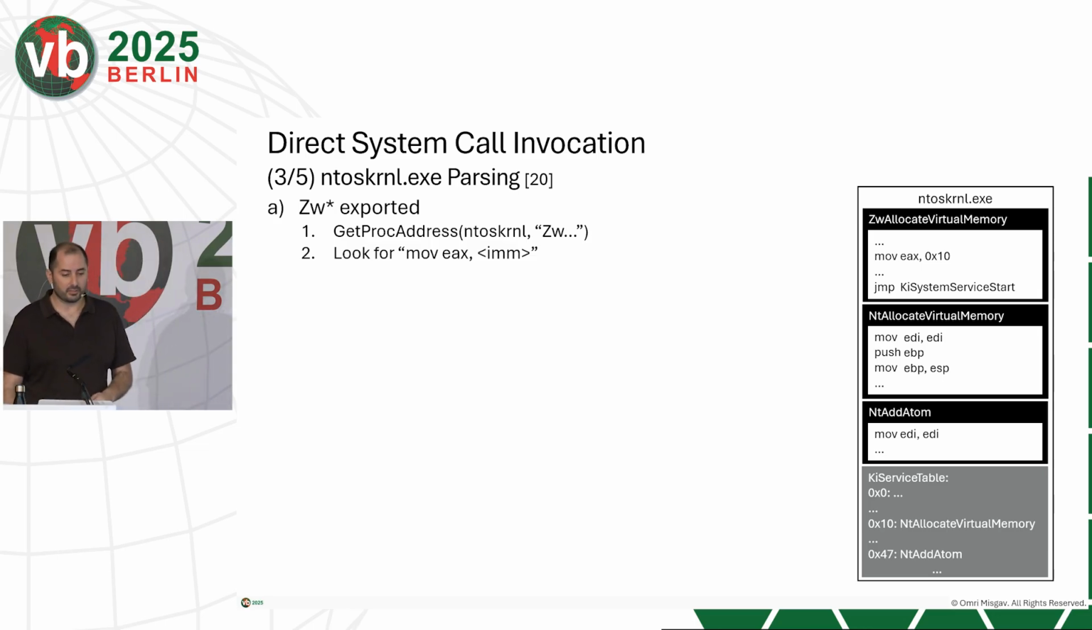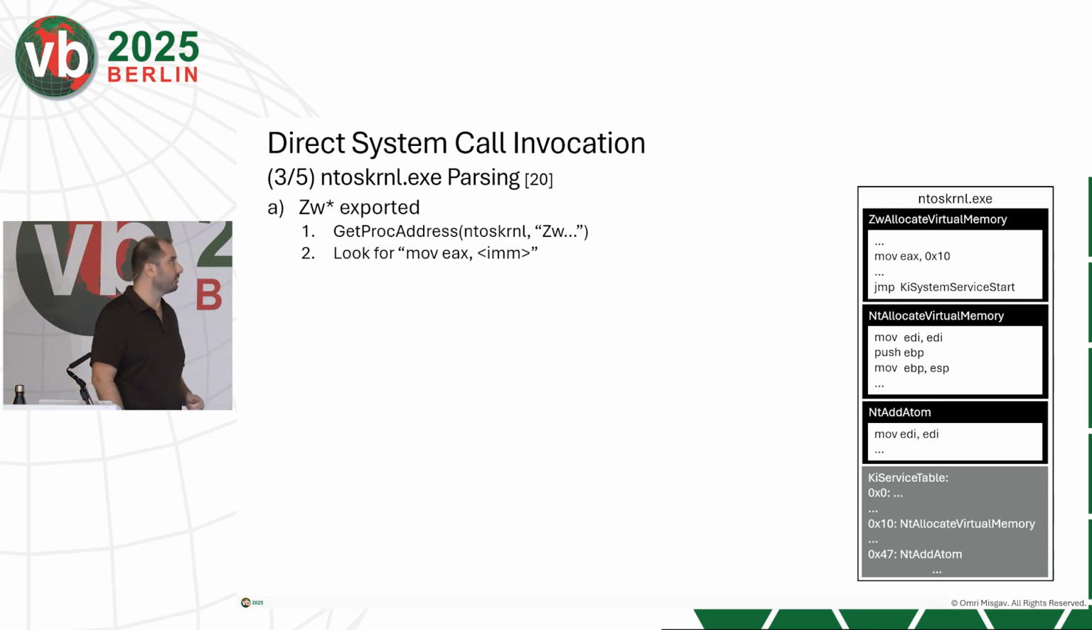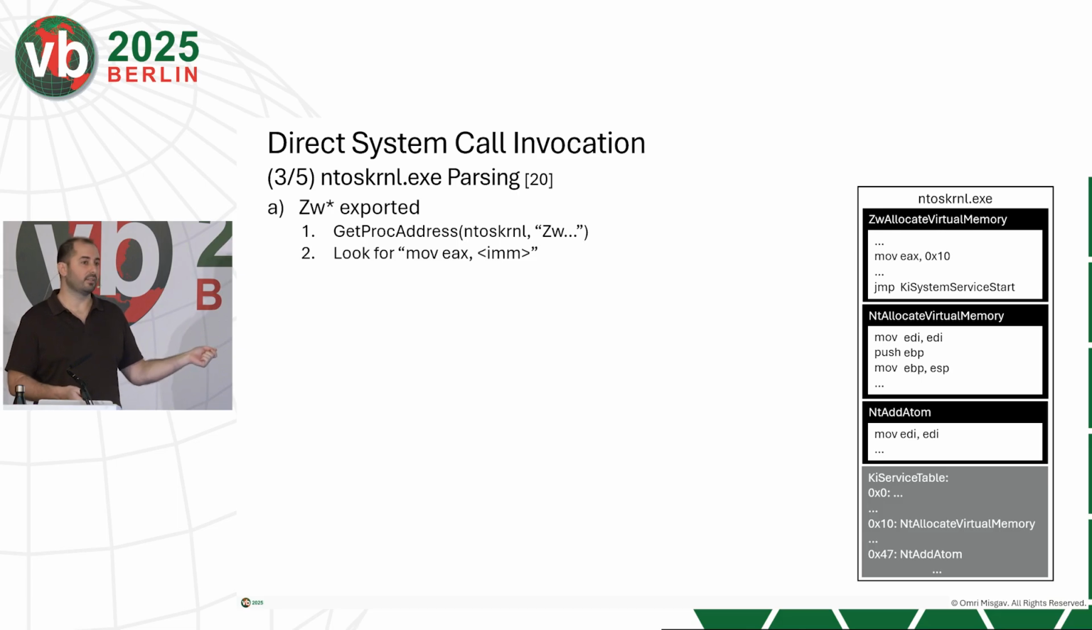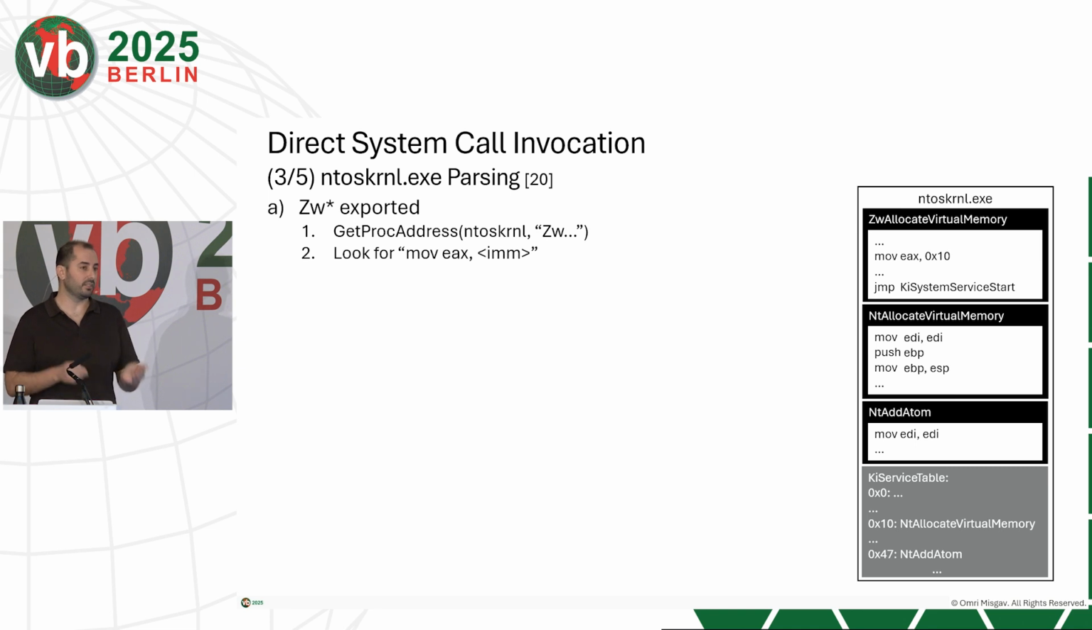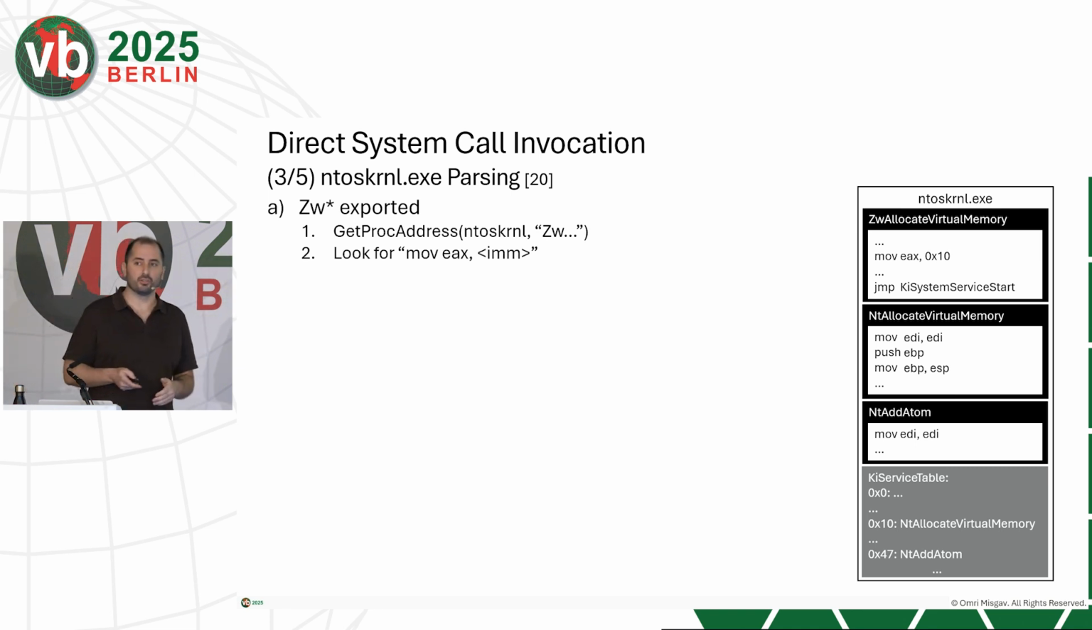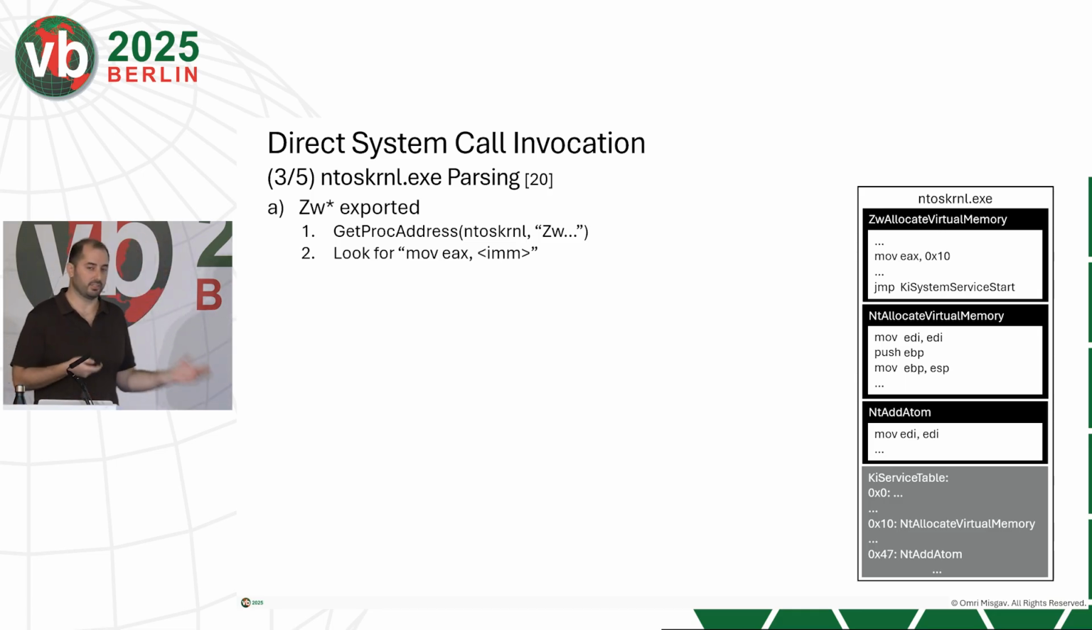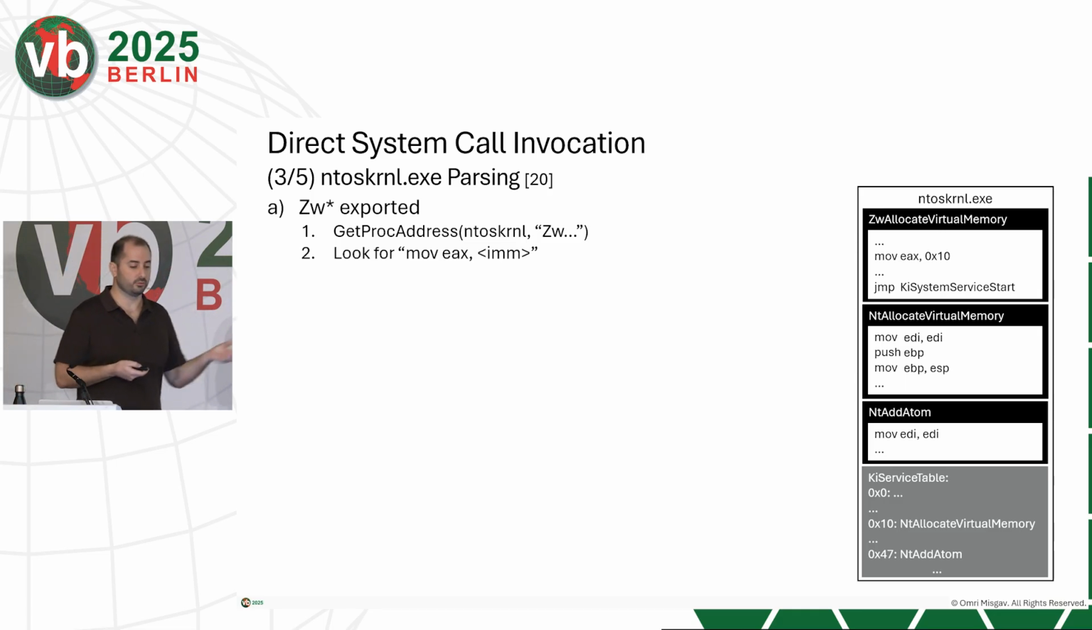The third method here for direct system call invocation is basically by parsing the kernel itself. We don't have to parse NTDLL. If you think about it, the same index that is in NTDLL has to be in the kernel binary as well. So we can do that, and we do that in user space. We don't have to have any kernel readability. We just load up the kernel binary and read it into user space.